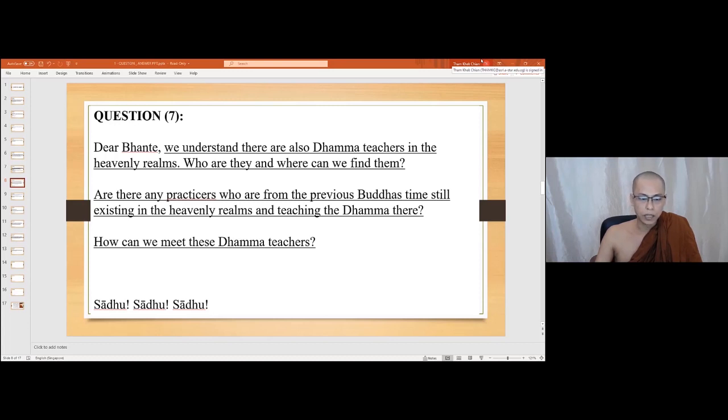I don't know about the Devas, maybe Devas also live long, because the time between Kassapa Buddha and Gautama Buddha is not that long. Not that long. I think it is possible that the Devas are still living there. So if you wish to meet them, practice up to the attainment of the divine eye, and then you can see and talk to them.